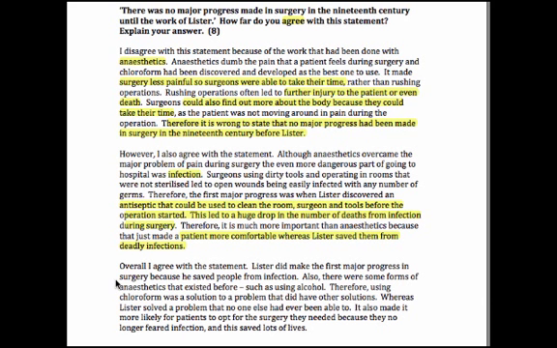So let's see if this candidate does that. Overall, I agree with the statement. So we can see they've made a choice there. I agree with the statement. Lister did make the first major progress in surgery because he saved people from infection. Also, there were some forms of anaesthetic that existed before, such as using alcohol. Therefore, using chloroform was a solution to a problem that did have other solutions, whereas Lister's solved a problem that no one else had ever been able to.